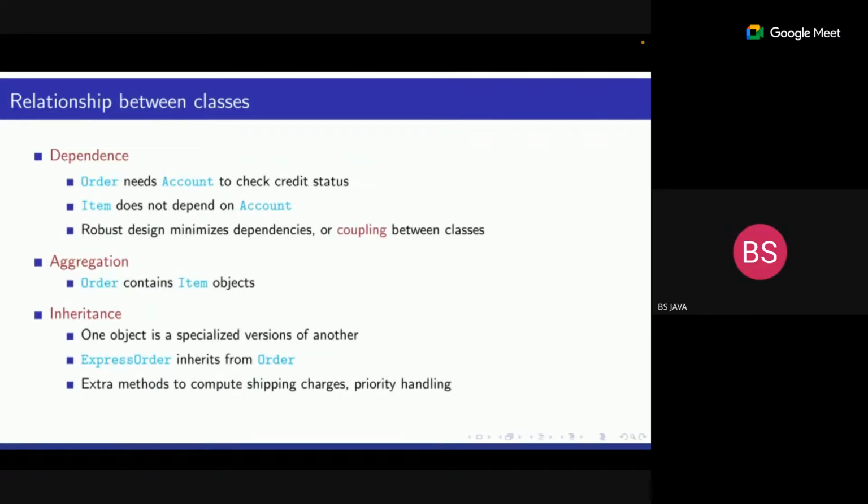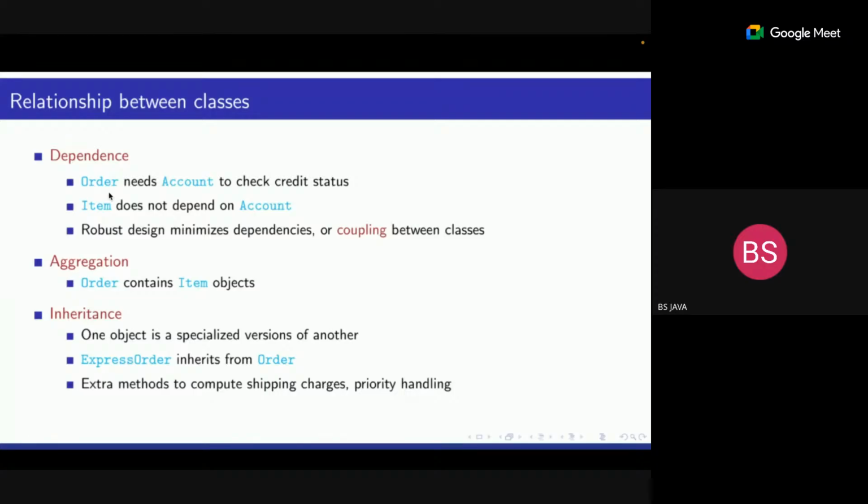Okay, then let's see some other terms related to the relationship between classes. As I said, when we design these classes, we will have multiple classes, right? And we will use one class in another class, correct? So dependence is one term. Order needs account to check credit status. Item does not depend on account. These blue highlighted ones are classes, okay? Class order needs class account to check credit status, correct?